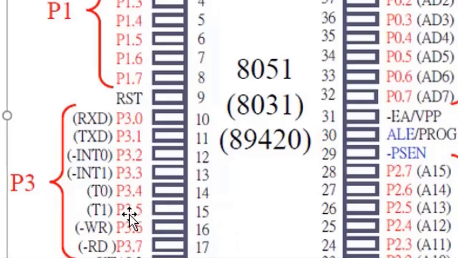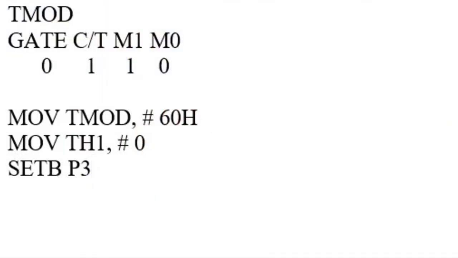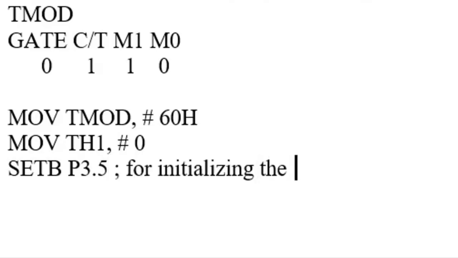Next what we need, as this is the input pin, means we are taking the signal from the outside, so this pin should be set as input pin. For this case, this instruction is required. SETB P3 and which pin? Say timer 1 we are using, so P3.5. The pin is P3.5, SETB P3.5. This is initializing the pin as input pin.